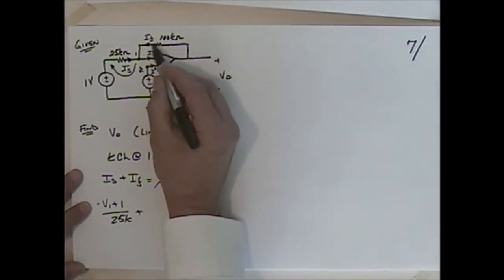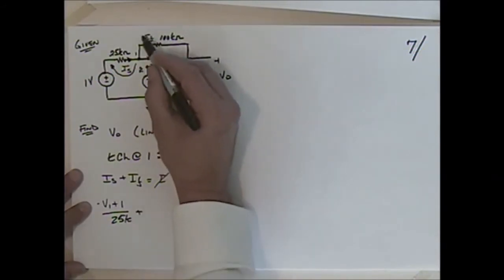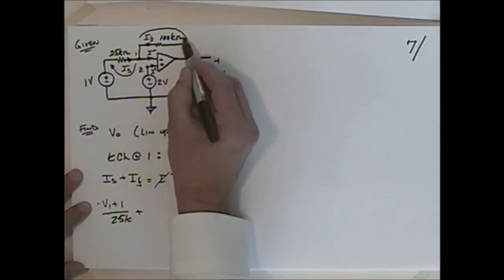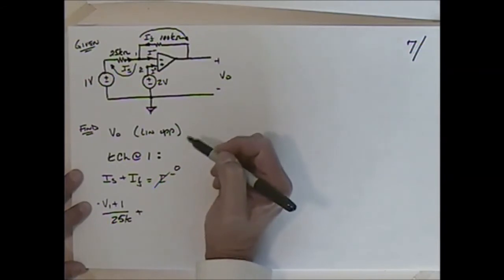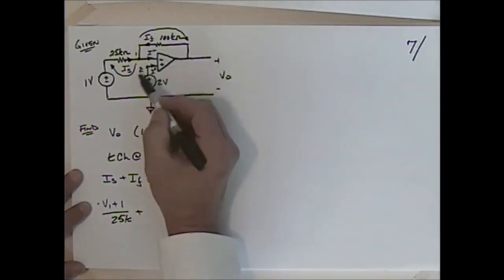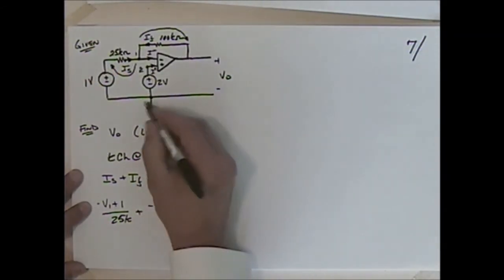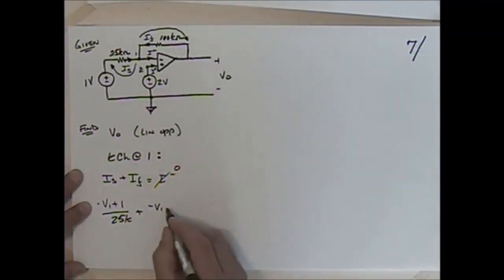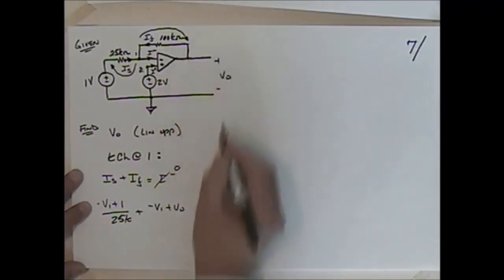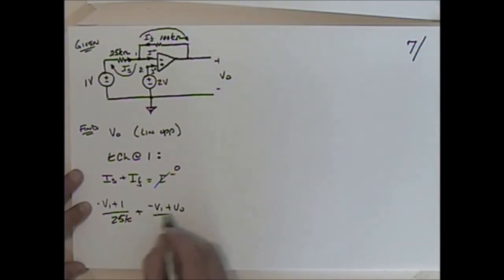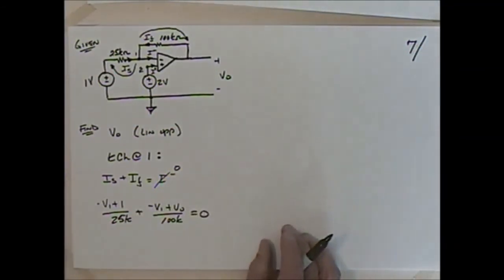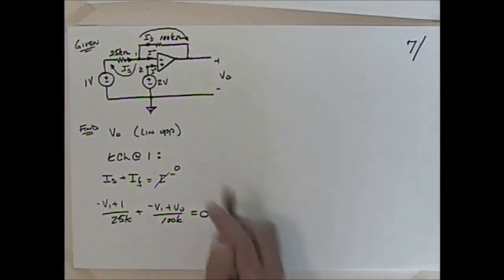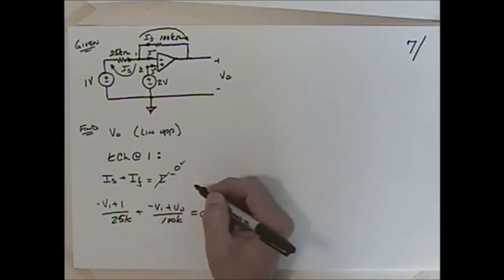Now I have to find the voltage that goes that way, right? So minus V1 gets me down to here, and then V naught plus V naught gets me back up to there. I divide that by 100k. Set that equal to 0. Again, a nice equation, but two unknowns, V1 and V naught. So we used this. That was our linear assumption.